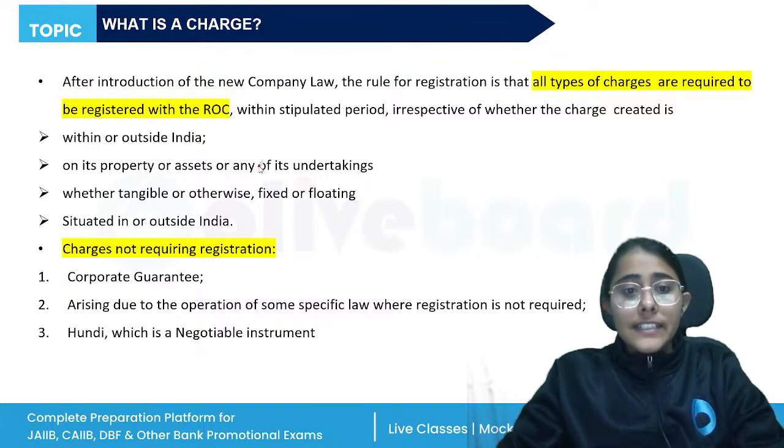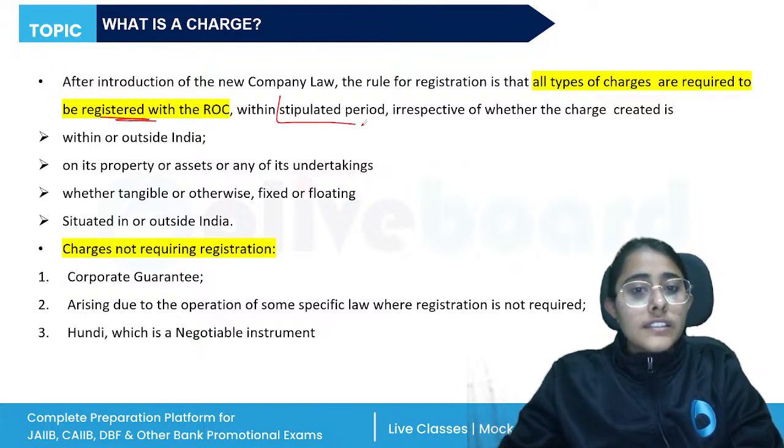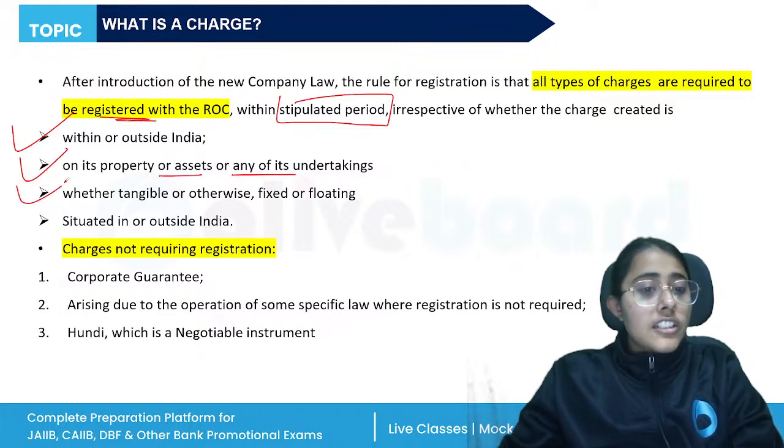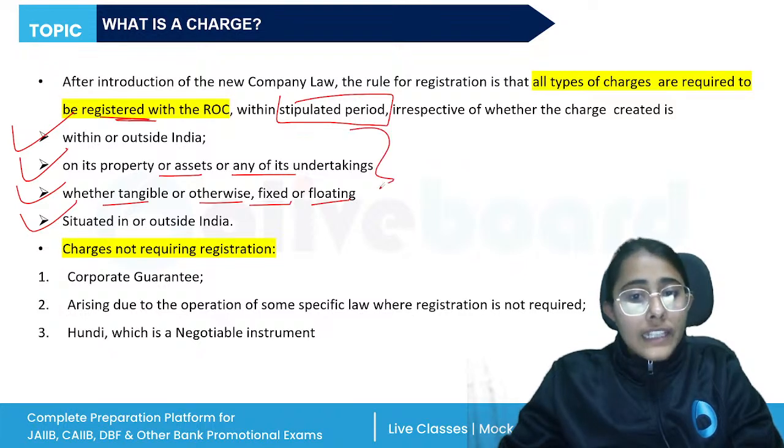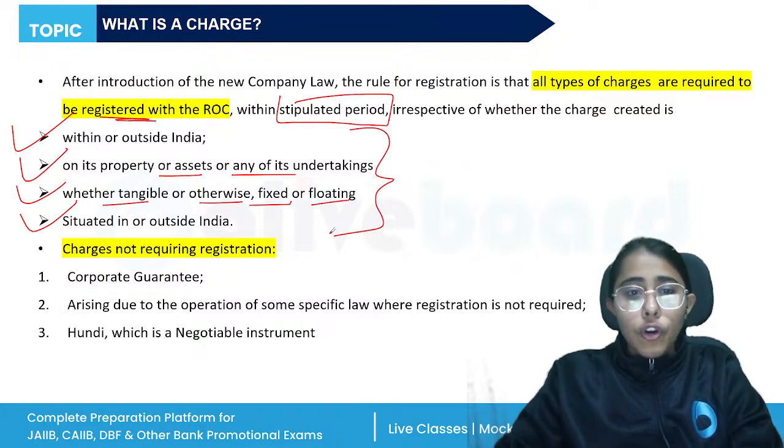the Companies Act has said that now all the types of charges are required to be registered with ROC within the stipulated time period, irrespective of whether the charge is created within or outside India, whether it is on the property or assets or any of its undertakings, whether the charge is tangible or intangible, fixed or floating, situated in India or outside India. All the types of charges have to be registered with the ROC. This change has been made with the new law.